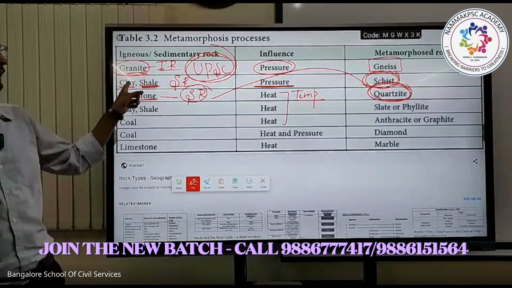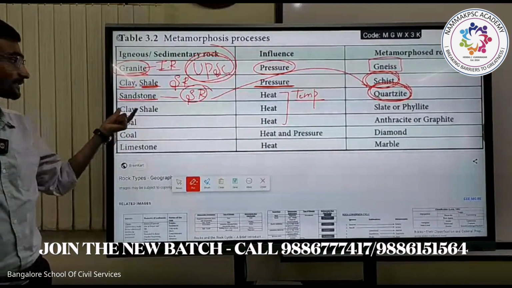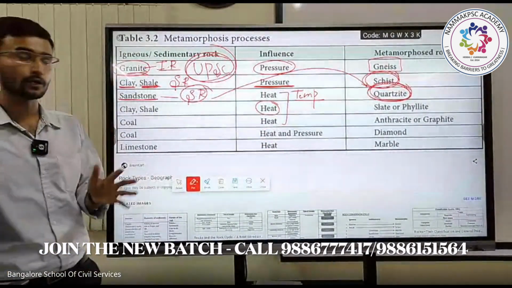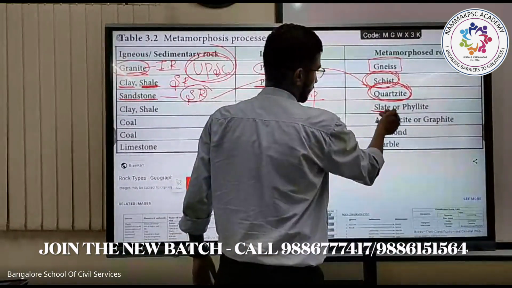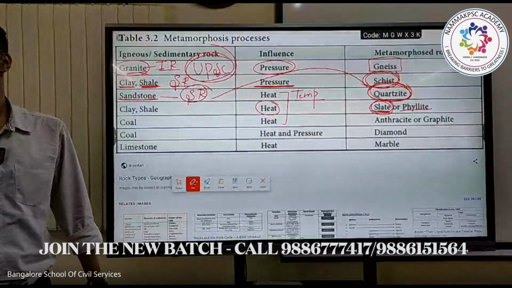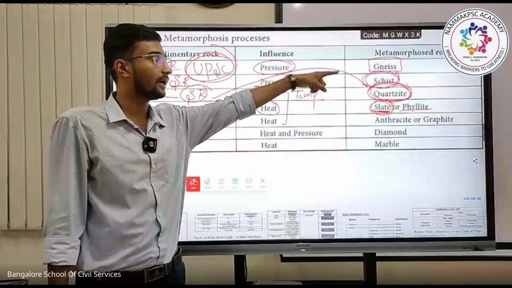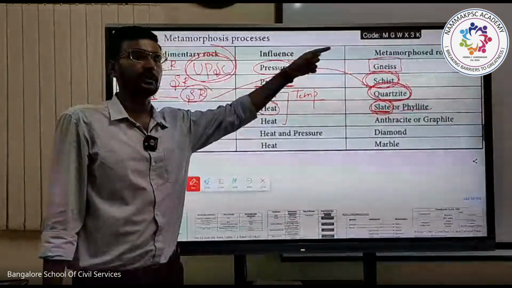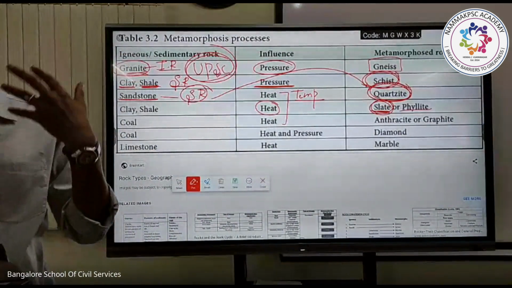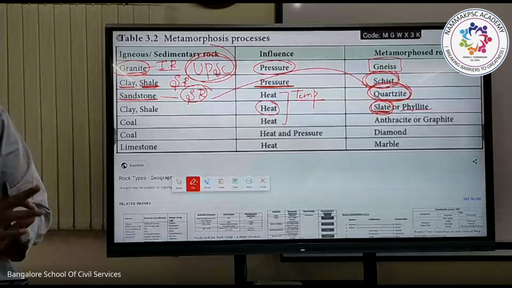But in the same process, if pressure is applied on clay and shale, obviously it will convert into schist. Whereas if temperature is applied on clay and shale, it will convert into slate, or I can say phyllite. With pressure it is schist, whereas with temperature a slate or a phyllite is formed. The phyllite is nothing but a metamorphic rock that has been formed.